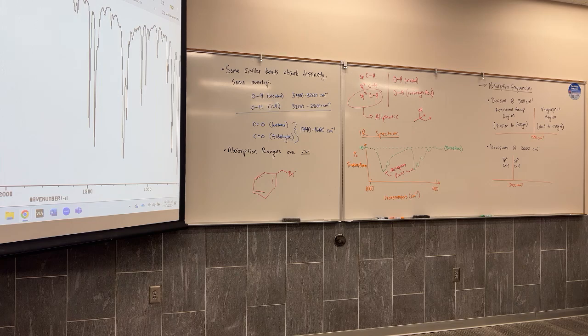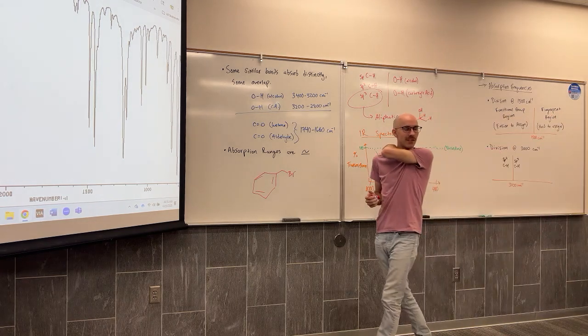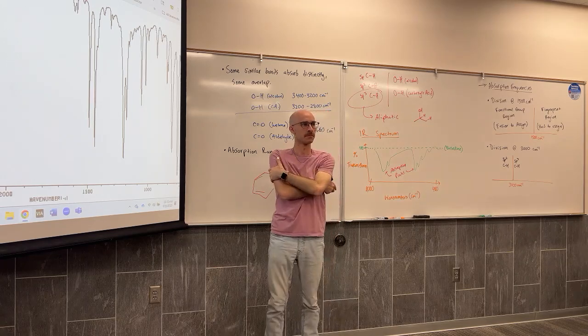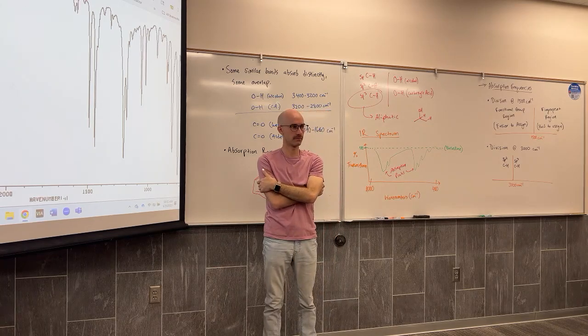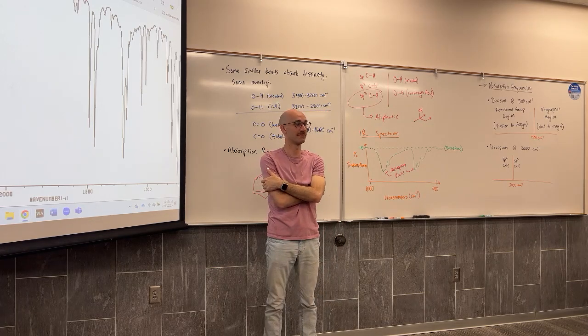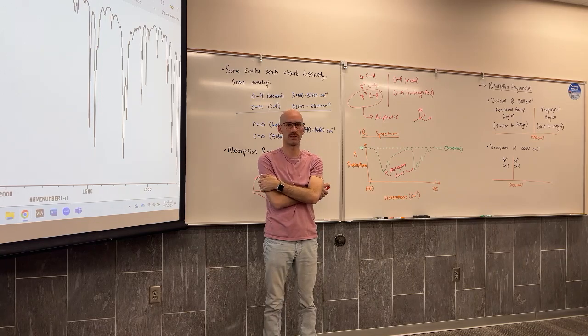Maddie, you got a question or you want to solve it? Question. Okay, let's hear it. When it says weak, medium, strong, is that the depth of the peak? Yep, it's the shape and the number of peaks. Someone else have a question?